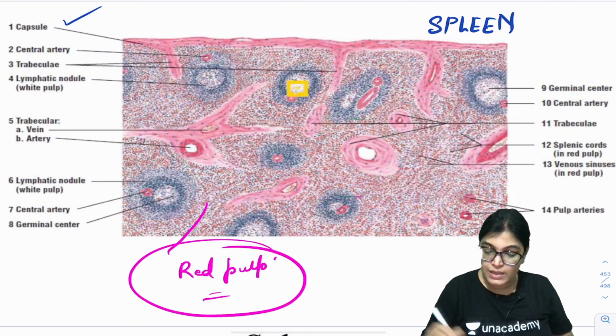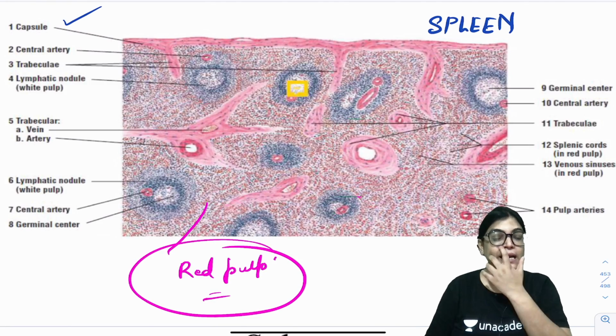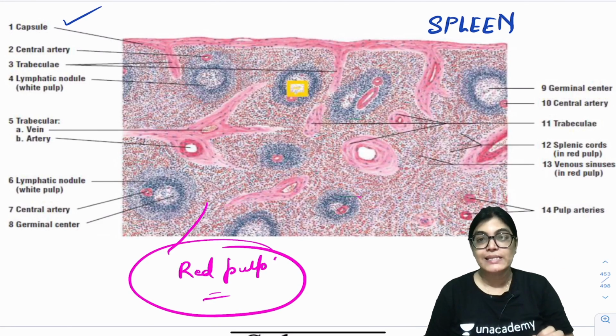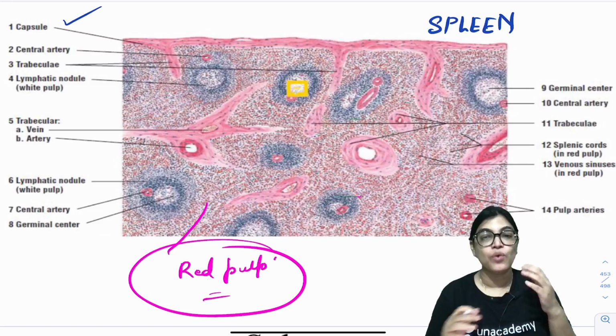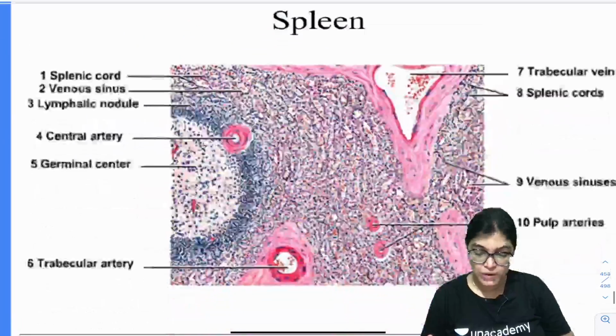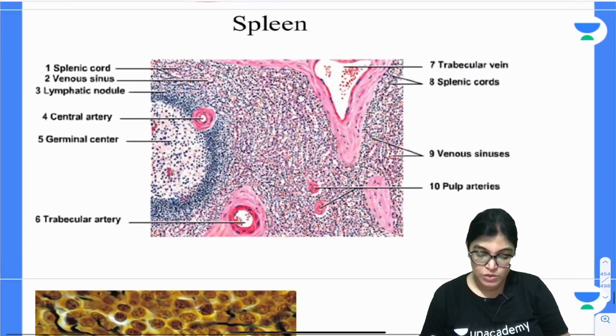Now, another important point is that exactly in the vicinity of the central artery, the lymphocyte which is lying is called as PALS. What is PALS? Periarterial lymphatic sheath, and this periarterial lymphatic sheath which is covering the vicinity of the central artery is containing only T lymphocytes. So, these are a few points which have to be noted down.